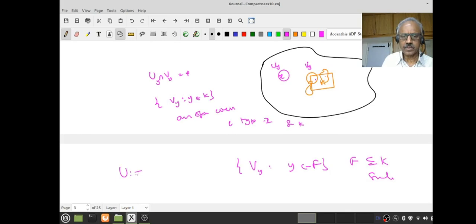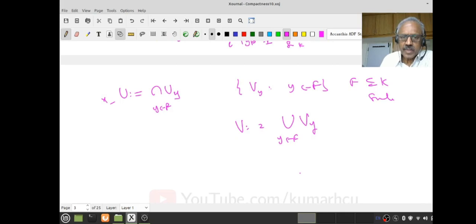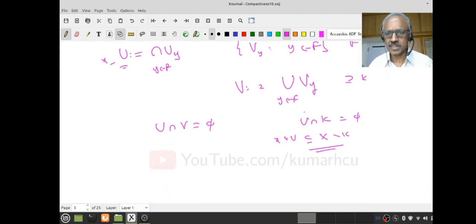Then we looked at U equal to the intersection of U_y for y in F. Then this is an open set. What we showed was, let V equal to the union of V_y as y varies over F, and U which is the intersection of the U_y. Then we showed that U intersection V is empty, and V already contains your K. In particular U intersection K is empty, therefore x belongs to U and it is contained in X minus K. And that's how we proved the complement of K is open and hence K is closed.